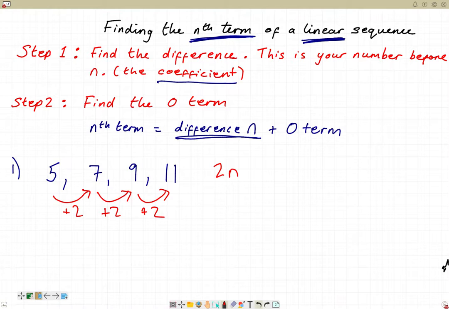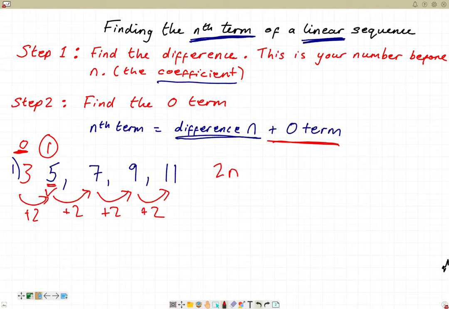Now to get the second part of my nth term, I have to find the zero term. The zero term is the term before the first term. In this sequence, the first term is 5. So the term before that, if you just follow the pattern, because it's going up in twos, plus 2, plus 2, plus 2, all I need to do is take away 2. So 5 take away 2 is 3. So the zero term will be 3. Just check it: 3 plus 2, does it equal 5? Yes, it does. So my zero term is 3.